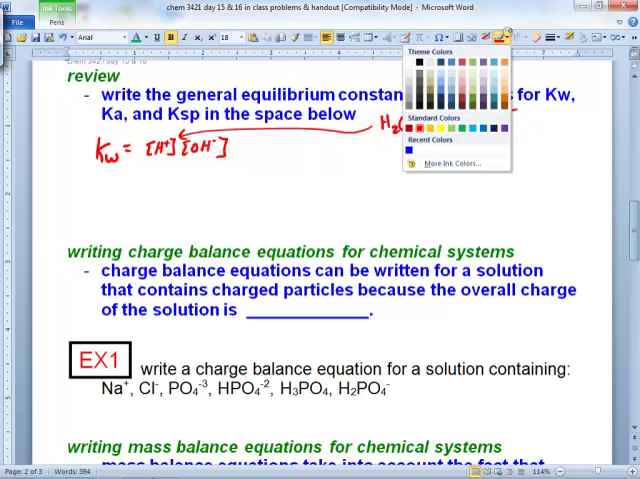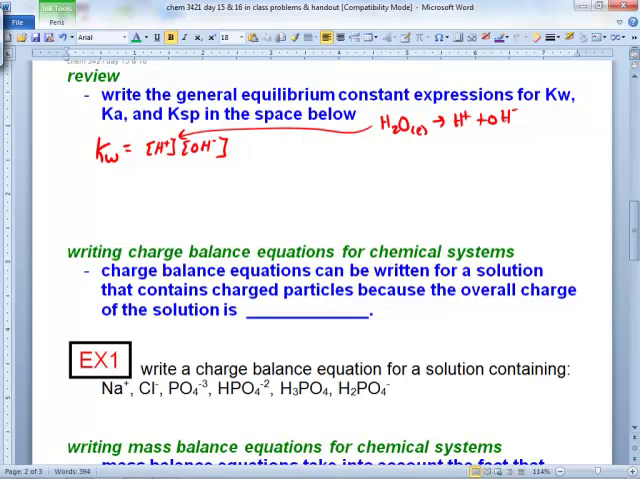How do we write Ka reactions? Let's write the reaction first, then the Ka expression. HA is what we use for our general reaction for all acids. You've got the H and the A. That goes to H plus and A minus.